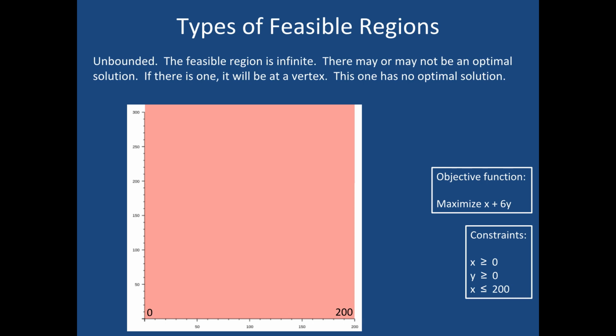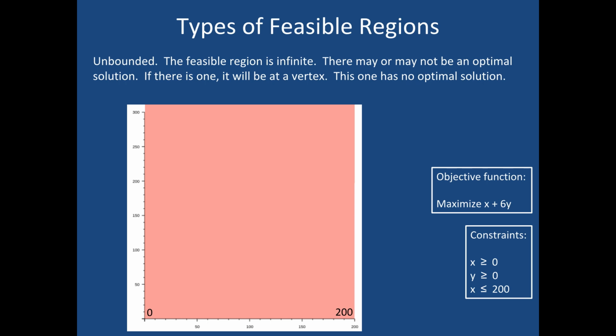You can have an infinite feasible region. So this one, imagine the pink goes on up to infinity. We're trying to maximize x plus 6y. So that's an infinite feasible region, and there may or may not be an optimal solution. So why does this one not have an optimal solution? X can increase without bound, and so you can always find a bigger x.